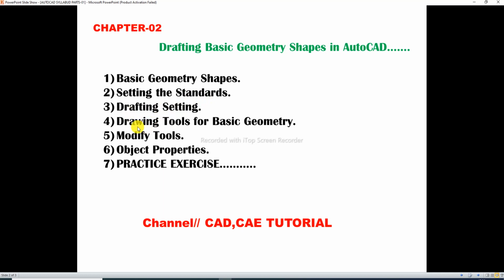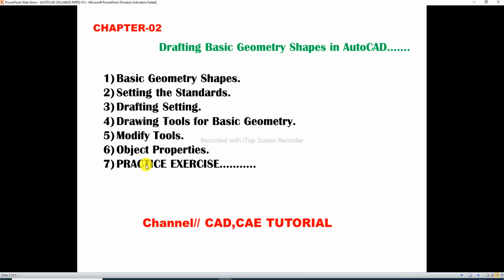Fourth point is drawing tools for basic geometry. Fifth point is modify tools. Sixth point is object properties. And seventh point is practice exercise. Practice exercise means all these points we will discuss one by one, and today we only discuss the syllabus.